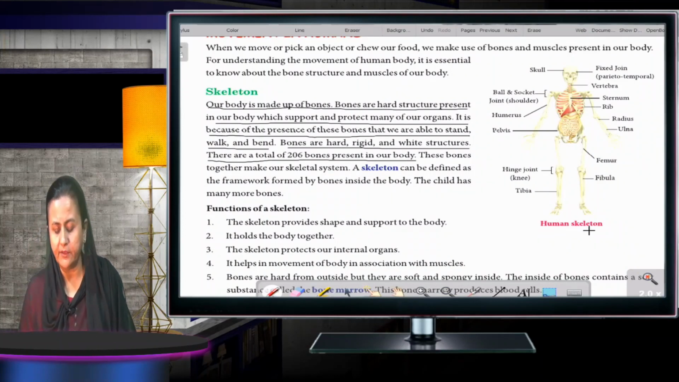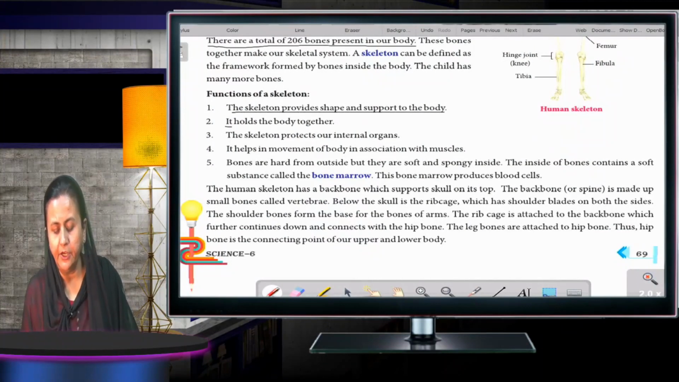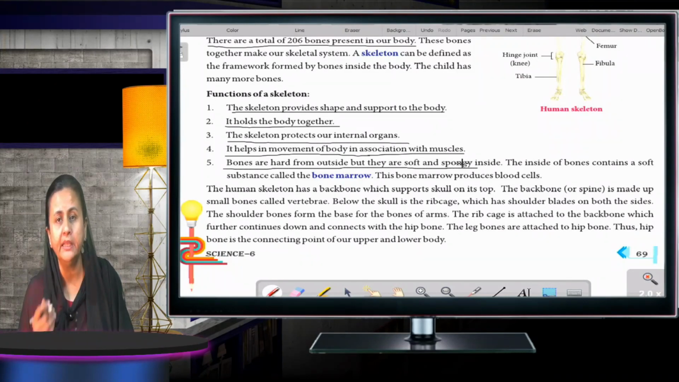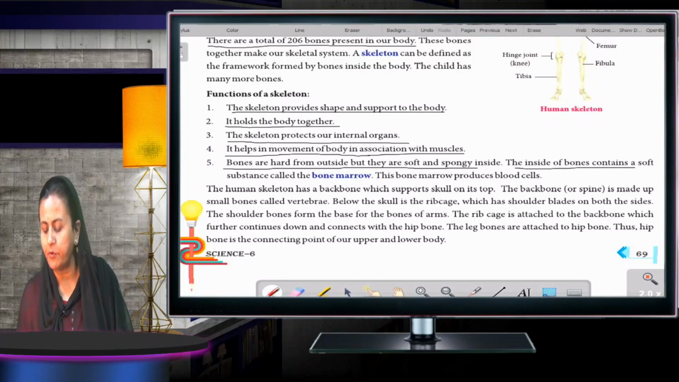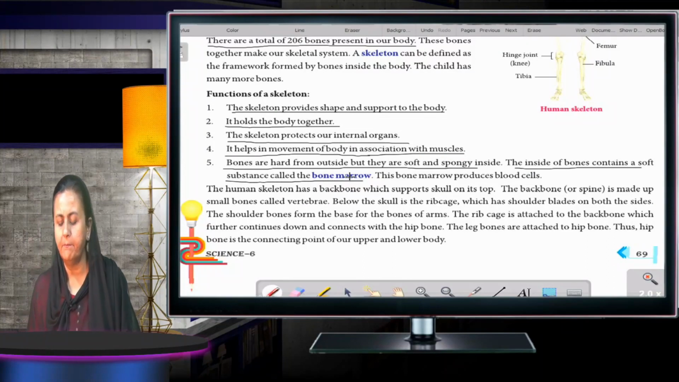Okay, so what are the functions of the skeleton now? The first is the skeleton provides shape and support to the body. It holds the body together. The skeleton protects our internal organs. It helps in the movement of body in association with muscles. Bones are hard from outside, but they are soft and spongy from inside. The inside of bones contains a soft substance called bone marrow.